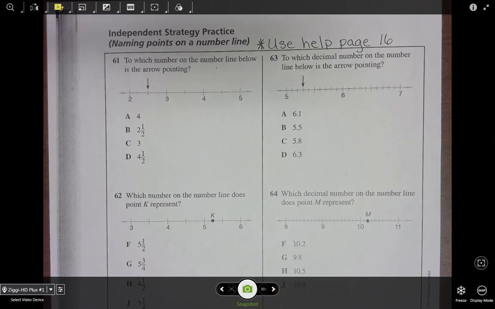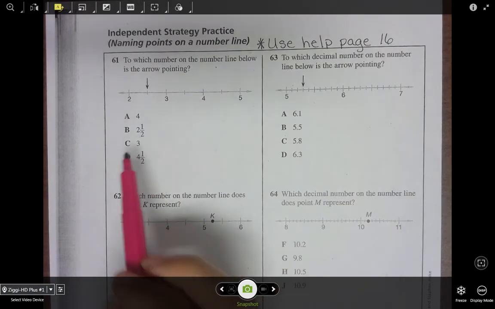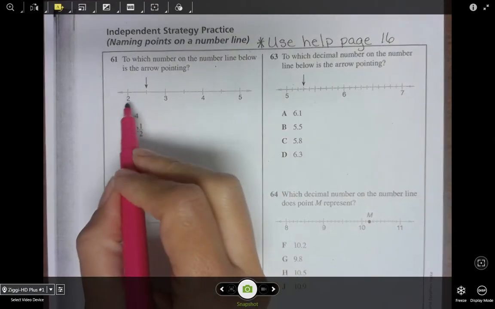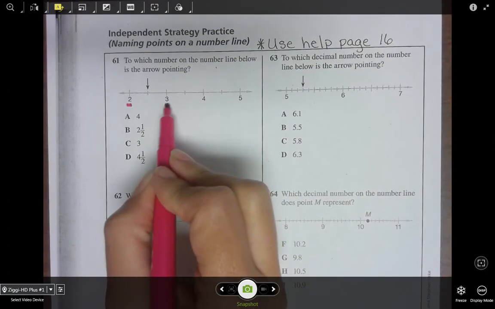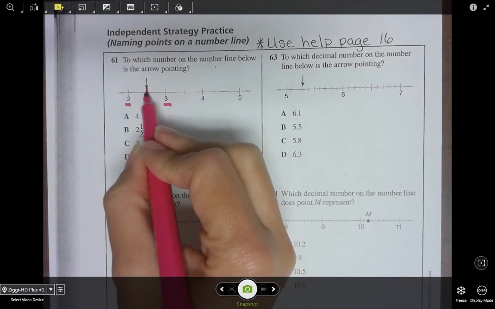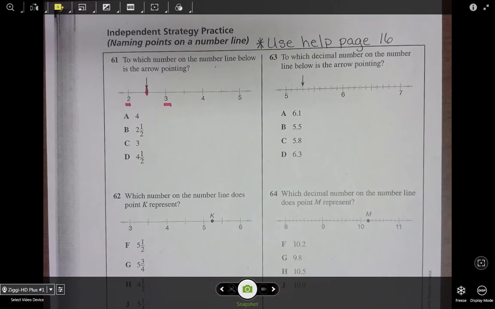Well, let's look at our choices really quick. Our choices are either whole numbers or whole numbers with fractions. So we know that our answer has to be one of those. So we're going to look at this number. We know it has to fall between 2 and 3. But we don't know exactly where that line is, so we have to decide.